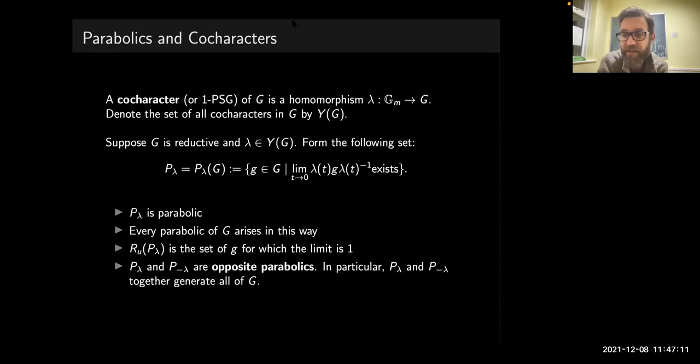So that's a nice, neat way to find the unipotent radical of this parabolic. And the final thing is that it also gives me a nice way to write down opposite parabolic subgroups. So what do I mean by opposite?